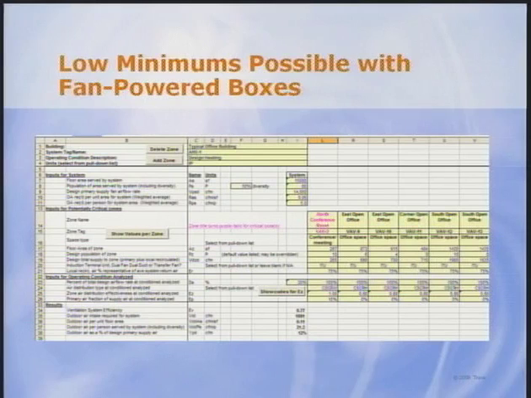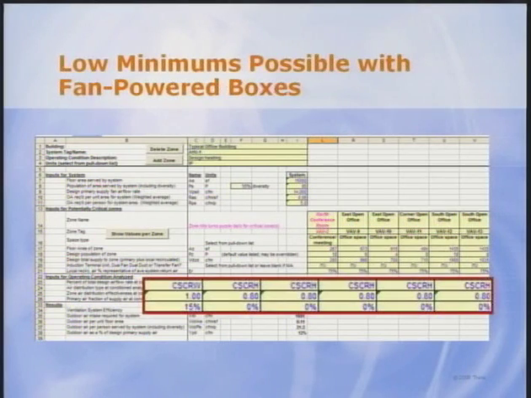But fan-powered boxes can nevertheless be beneficial in non-critical zones. They can allow the primary air minimums to be low or even zero, virtually eliminating reheat losses and reducing primary fan energy. Of course, there's a price. Fan-powered boxes cost more, make more noise, and their fan energy, even with ECMs, can be significant, potentially offsetting the savings from low minimums. So they may or may not be cost-effective.